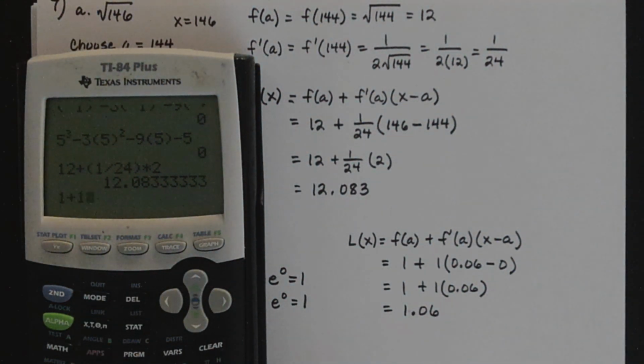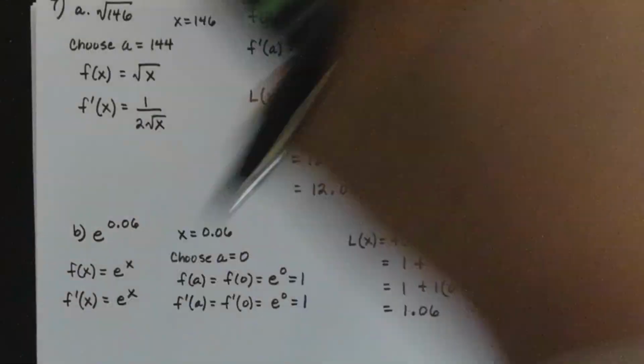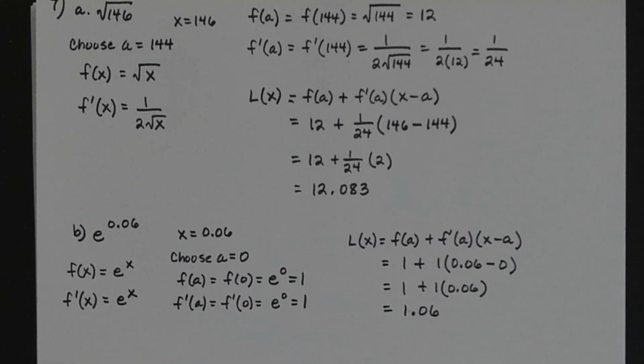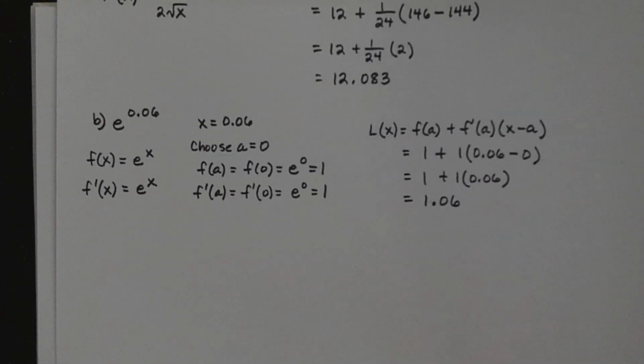Because that's 1 plus 1 times 0.06. So it's 1.06 for the final answer. That would be your linear approximation for e to the 0.06 power. Questions on number 7? All right, number 8.